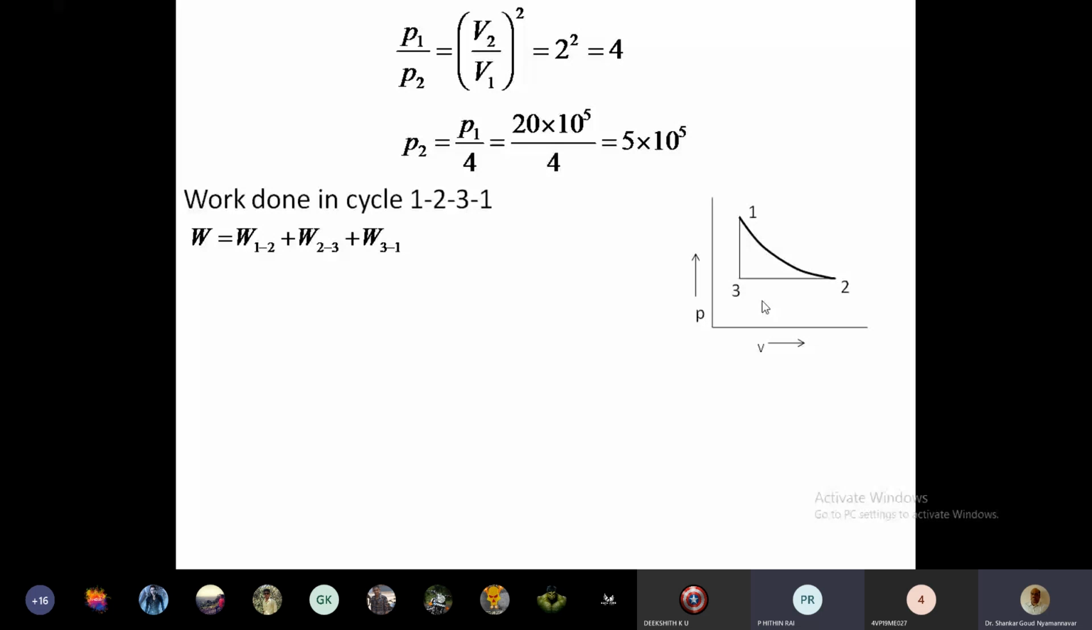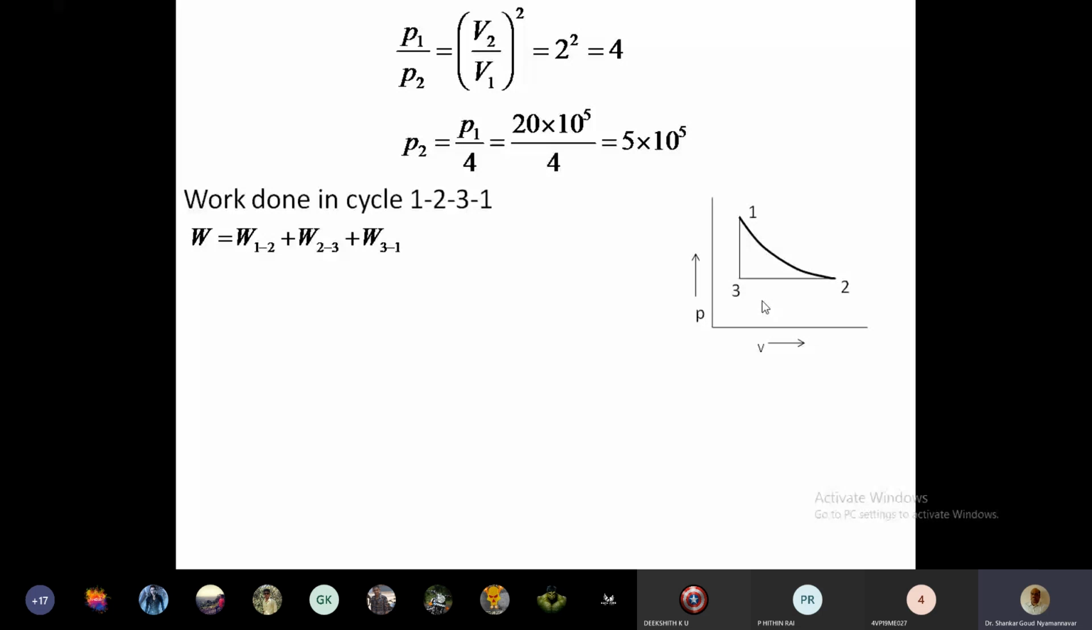Integration PdV, correct. So there you have to substitute for P in terms of V. If you differentiate the equation, what will you get? PV square equal to constant. That you can write as P equal to 1 by V square. Don't differentiate. P is equal to 1 by V square. Substitute that in place of P. So then you integrate.